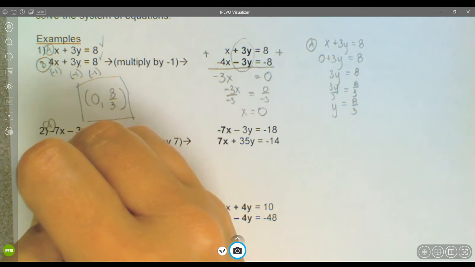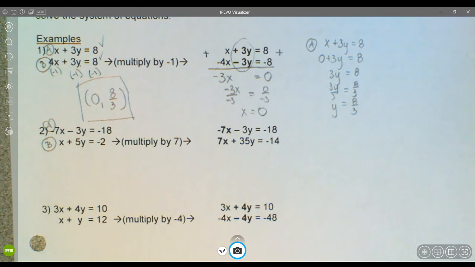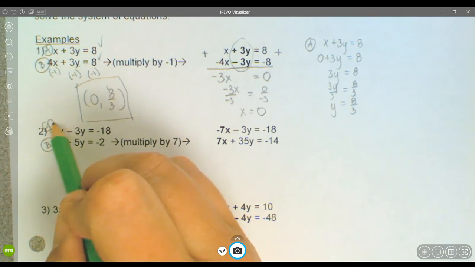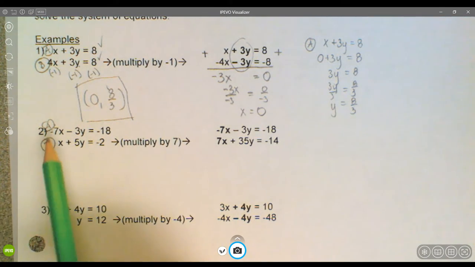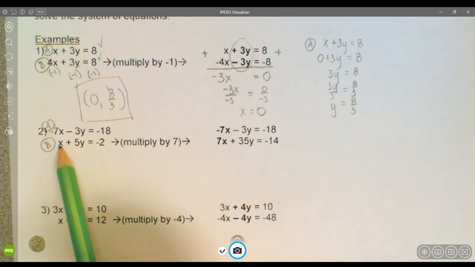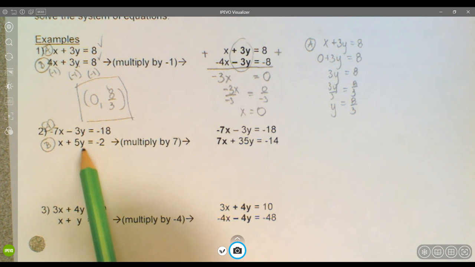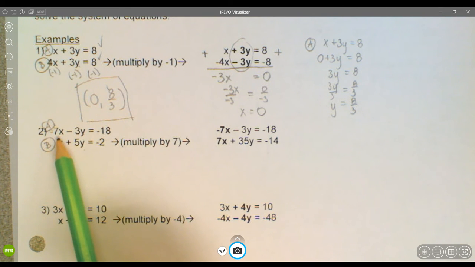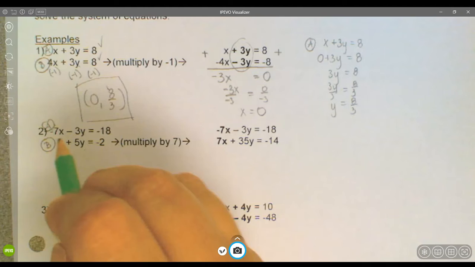New one. All right, let's look at equations A and B. And I just covered up my negative sign there that I don't want to do. So I have negative 7x versus x. I have negative 3y versus 5y. It looks like I want to eliminate negative 7x. And the way to eliminate negative 7x is to introduce a positive 7x.